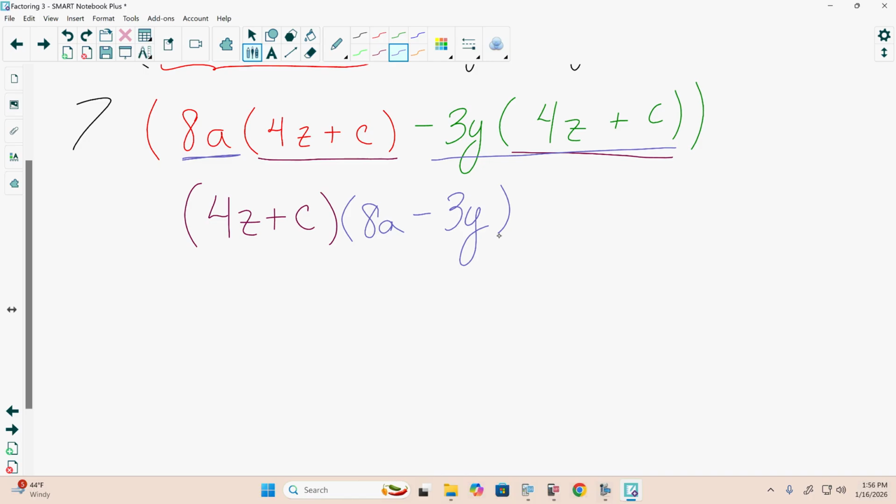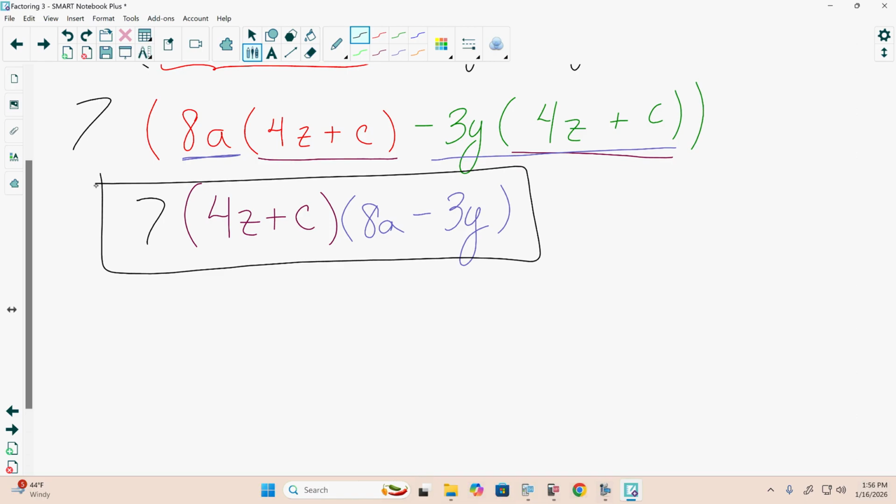Questions on how we got to this here? What is it missing? The 7. Since we factored it out at the beginning, it still needs to be a part of our answer. And that's it. Questions on those here? Questions on any of this so far?